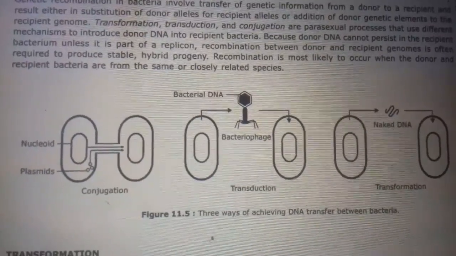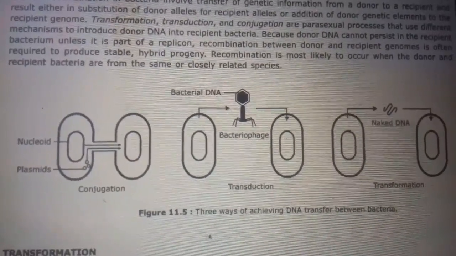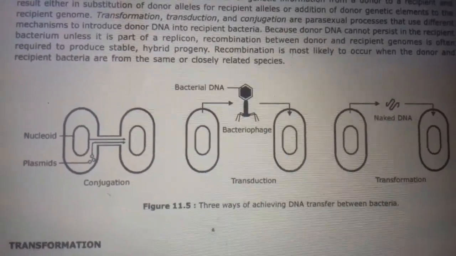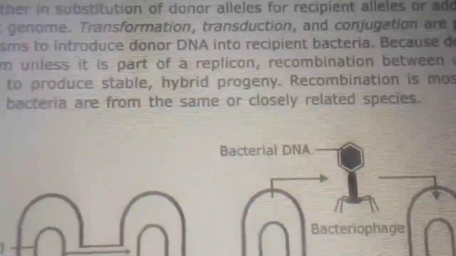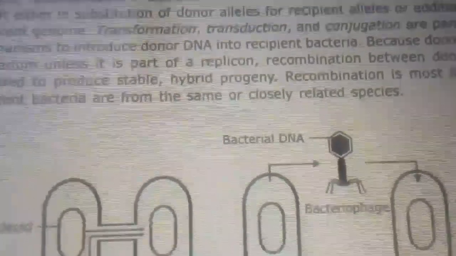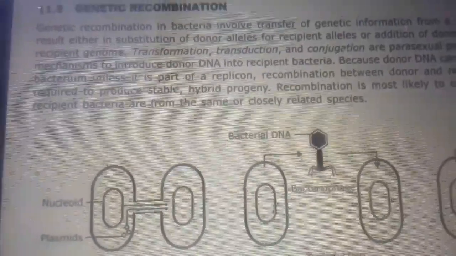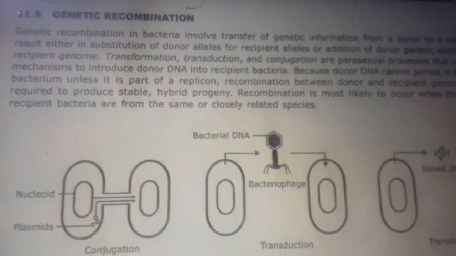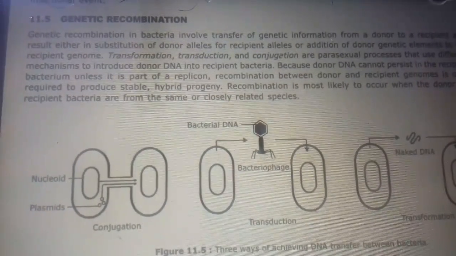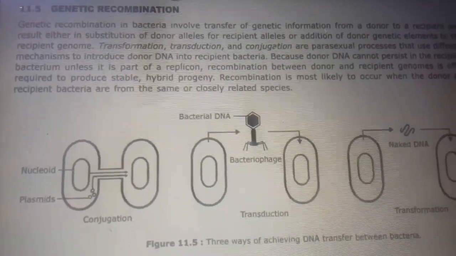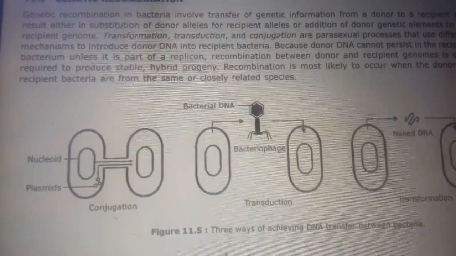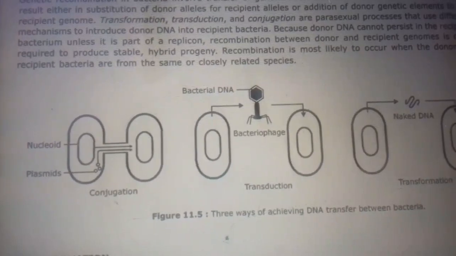Here, DNA can't persist in the recipient bacterium unless it is part of a replicon. Non-cellular entities like viroids, and also plasmids, are called replicons. Recombination between donor and recipient genome is often required to produce stable hybrid progeny. Recombination is most likely to occur when the donor and recipient bacteria are from the same or closely related species.